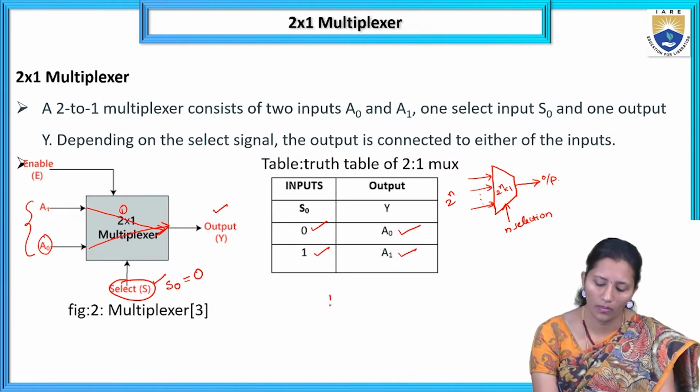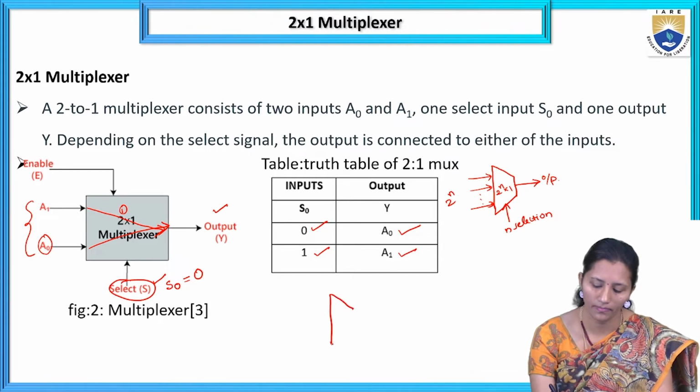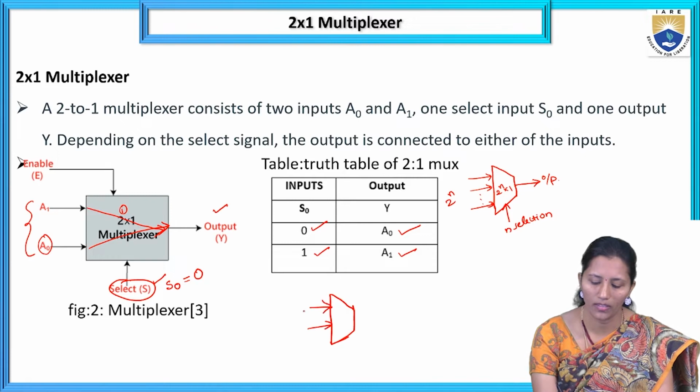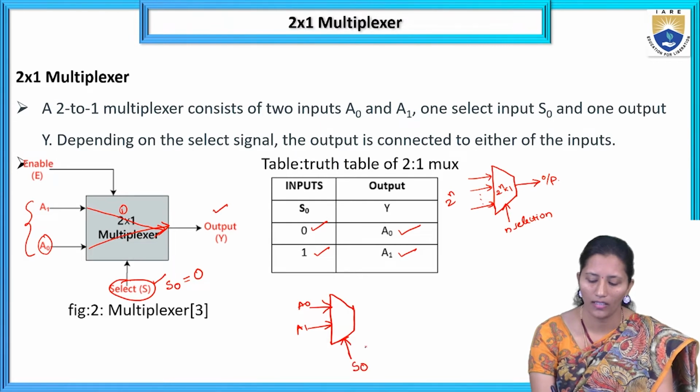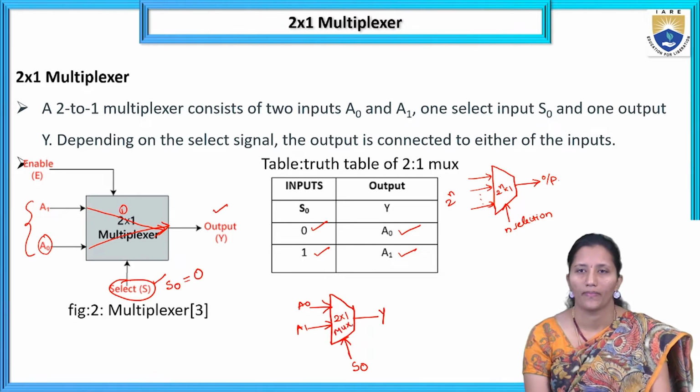So the symbol for the 2x1 multiplexer is, so we have 2 inputs, A0 and A1, one selection line, that is S0, and one output Y. So this is the 2x1 mux symbol.